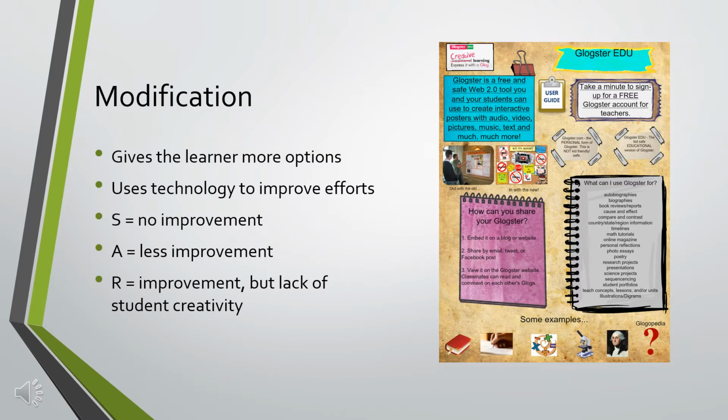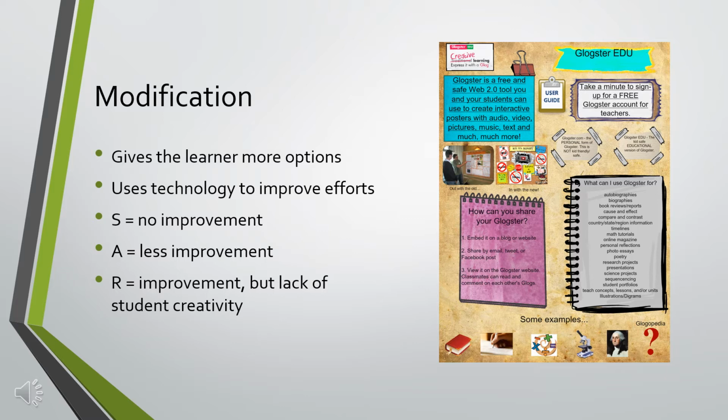So I chose that modification would be the best option in this case, using the SAMR model, out of all the different levels of SAMR. This option in this case gives the learner more options and allows them to have more creativity and decide more so what they want to do while advancing technology to improve their efforts in their assignment.